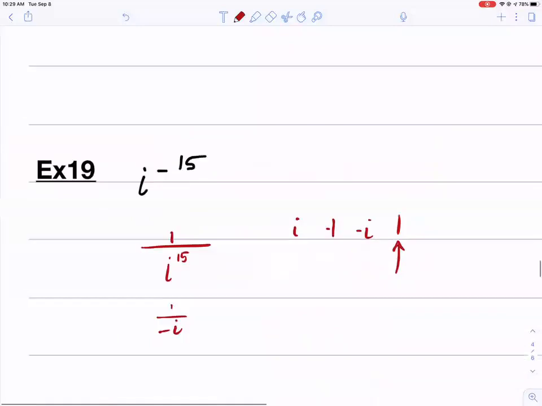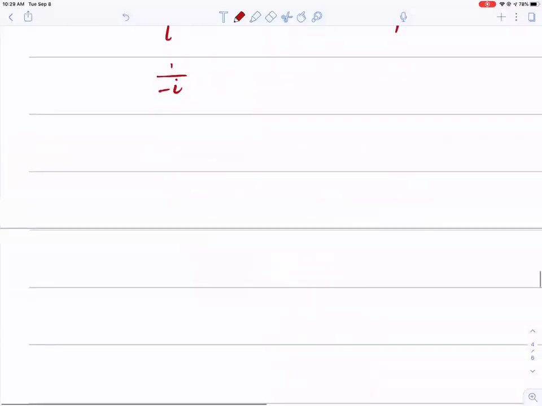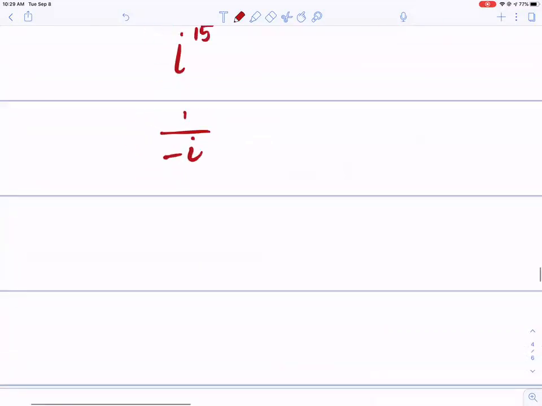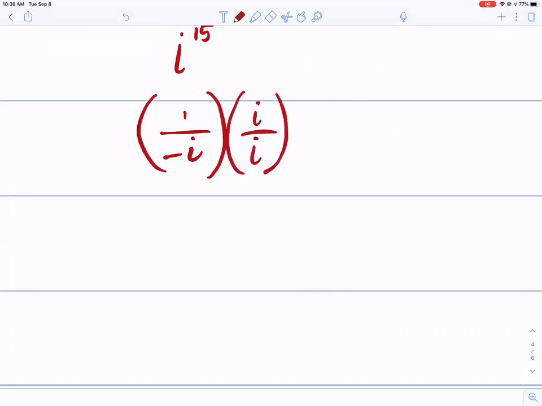So let's follow our rules for division. What's the first rule for division? Conjugate. What is the conjugate of the denominator? Positive i. What am I supposed to do with that? Multiply it on top and on bottom. Why is that legal? Why am I allowed to do that? I'm just multiplying by the number 1.